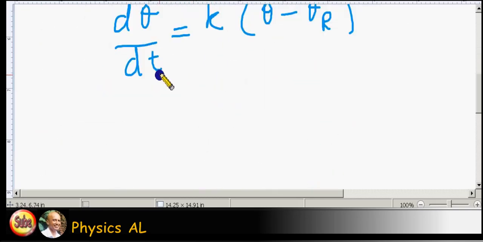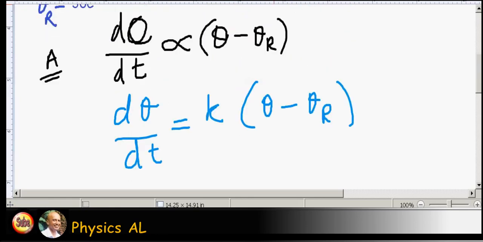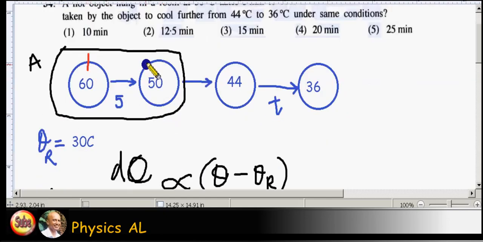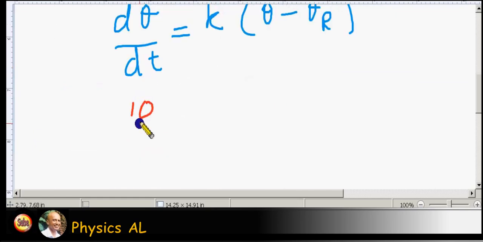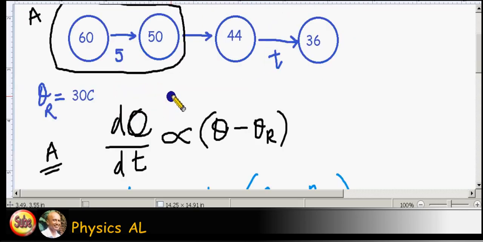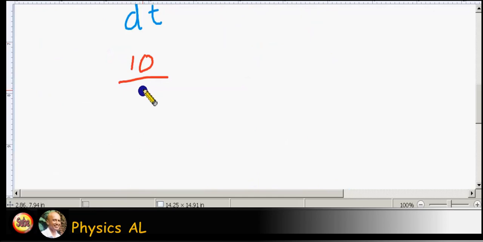So we substitute the values here now for part A. d theta first. What is d theta? d theta is the difference of these temperatures, 60 to 50. D is difference. So 60 to 50 is 10 degrees. 10 here. What is dt? dt is the time difference. So time is 5 minutes. We don't have to convert it to seconds, as I said earlier. Then k, that we don't know.